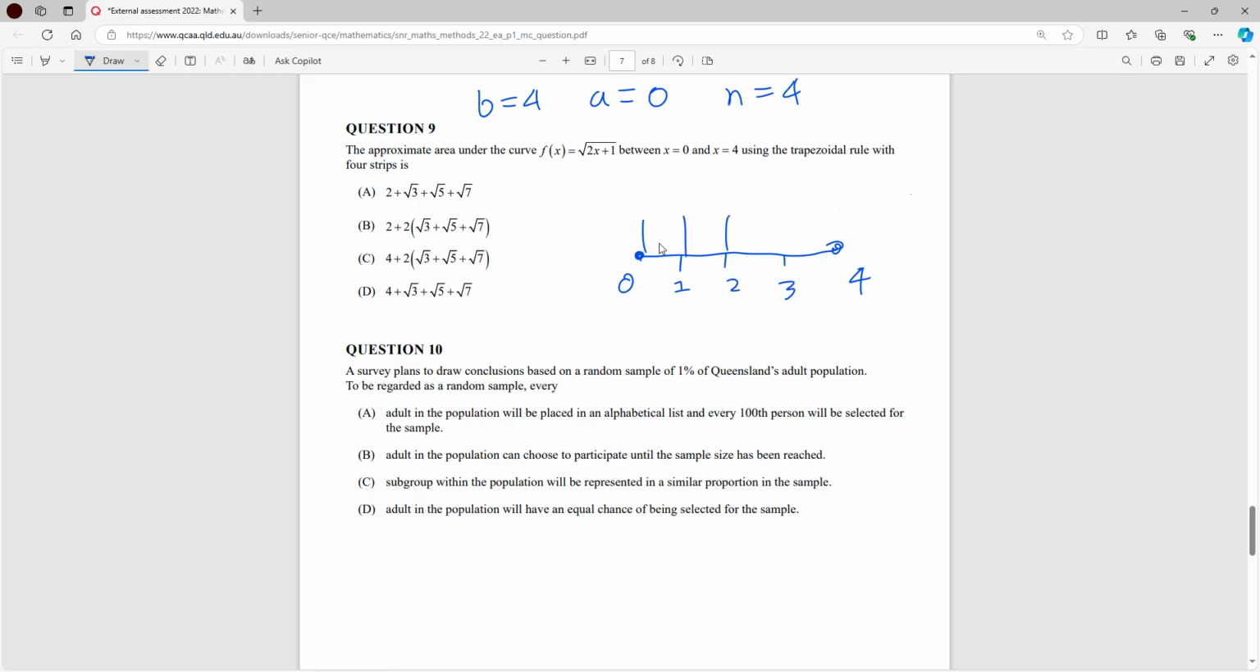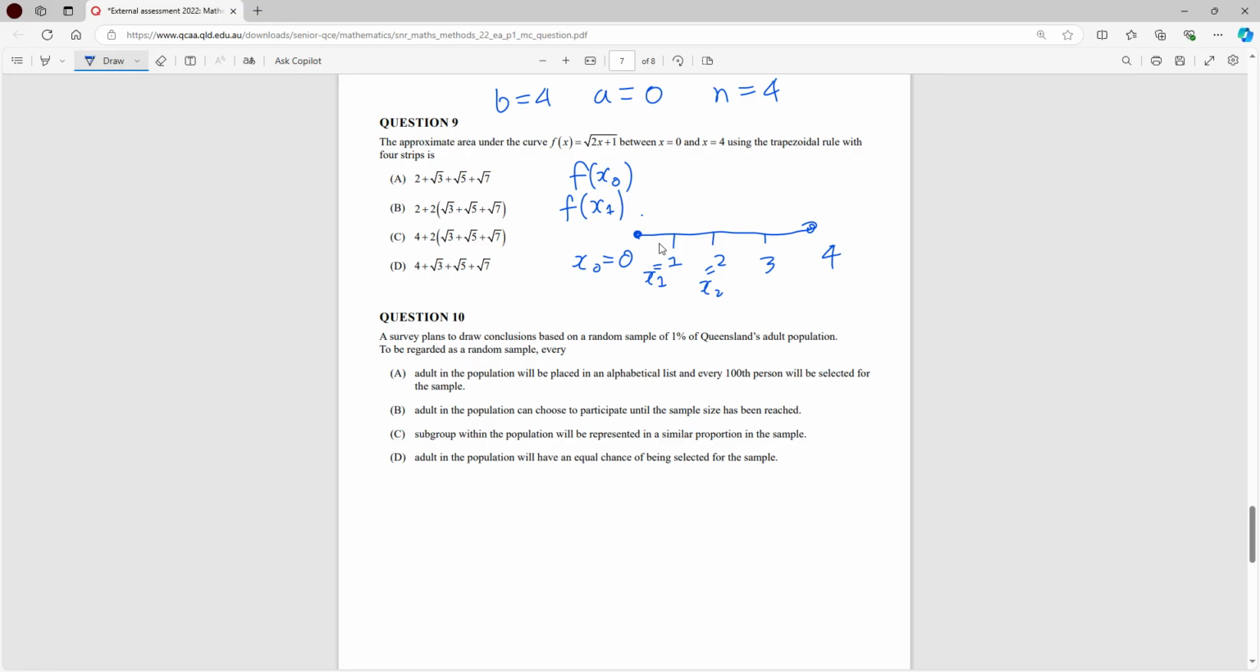So it gets 1, 1, 2, 3, 4 strips, but you're going to have 1, 2, 3, 4, 5 values. Now, these are my x's. This is x of 0. This is x of 1. This is x of 2, etc. You need f of 0, f of x of 1, etc. So you need to chuck all these x values into here. Okay. So I'm going to write all this down below.